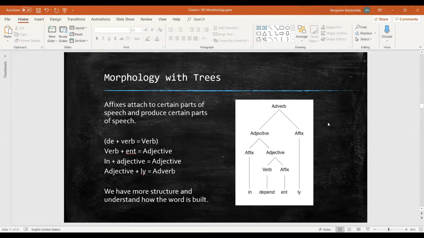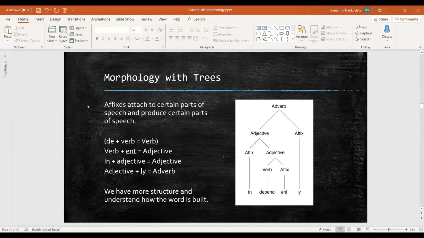Now, this seems pretty good. This gives us more structure, and we can have a sense of how the brain might put together a larger word like independently from these different pieces. Note that we're starting here with depend instead of 2 morphemes, just to make this a little easier to follow.